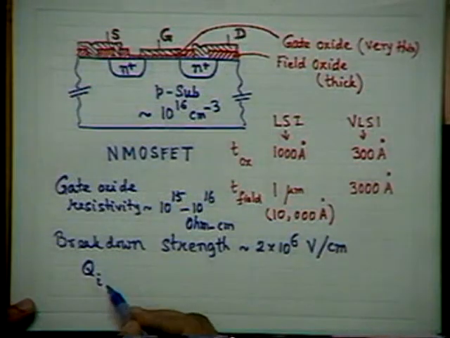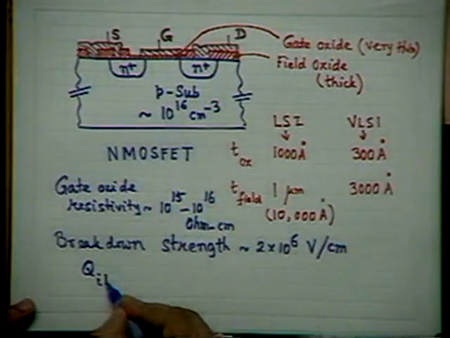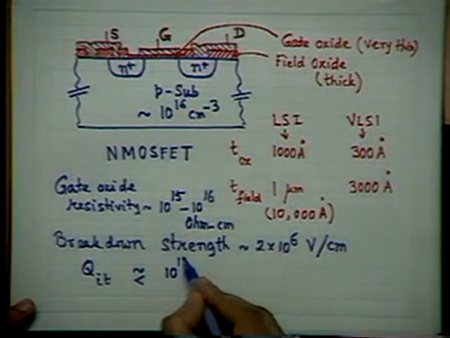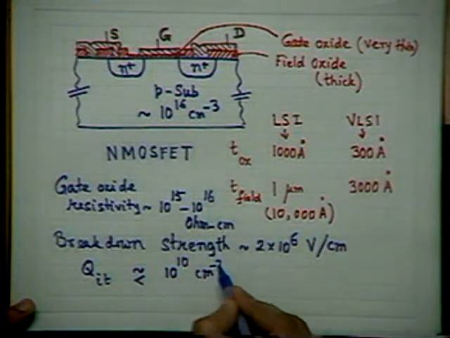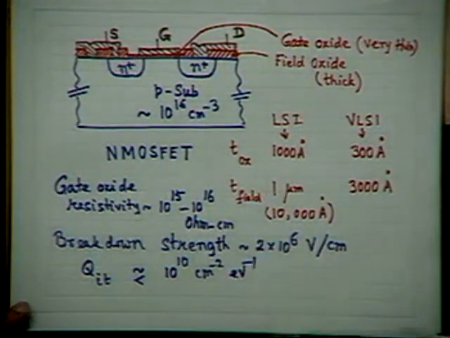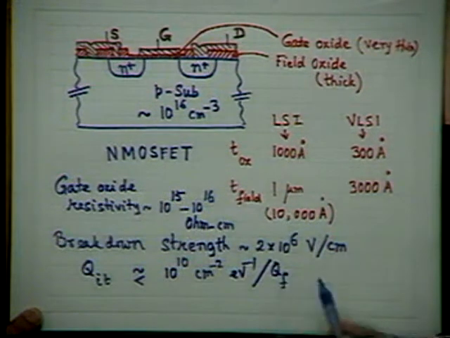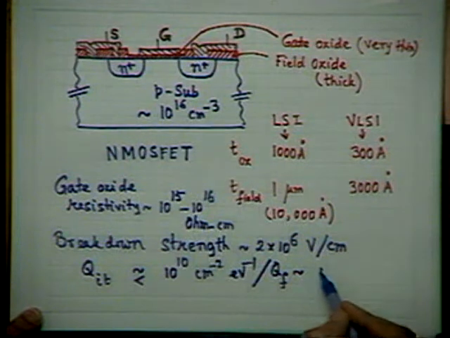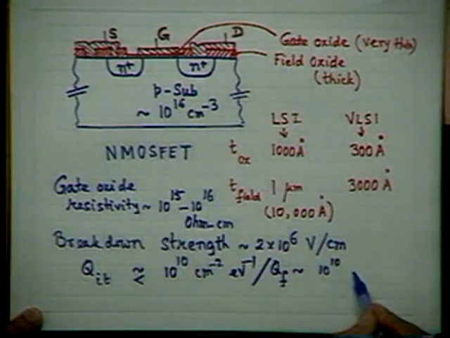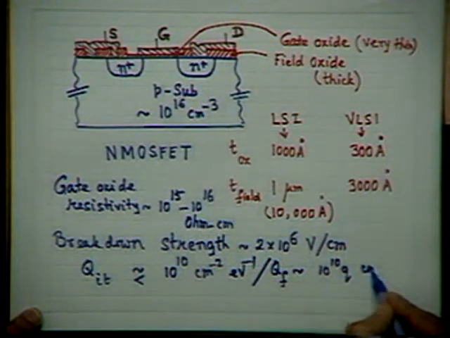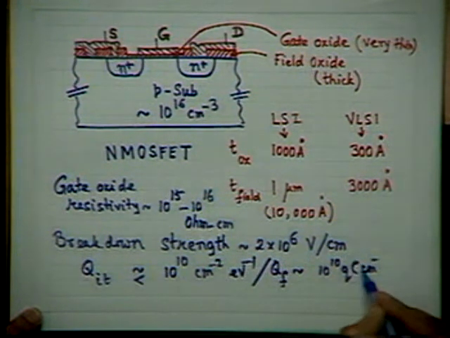The interface state density is called QIT, the interface trap charge, and is of the order of or even less than 10 to the power 10 per centimeter square per electron volt. And another parameter is also very important. The fixed oxide charge should be of the order again 10 to the power 10 per centimeter square, Q coulomb per centimeter square.